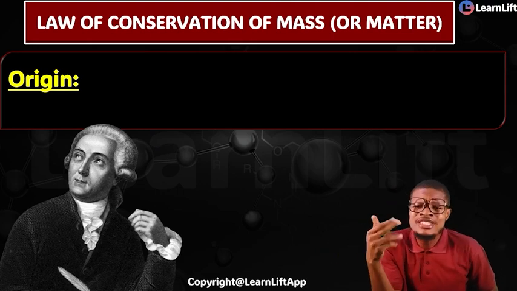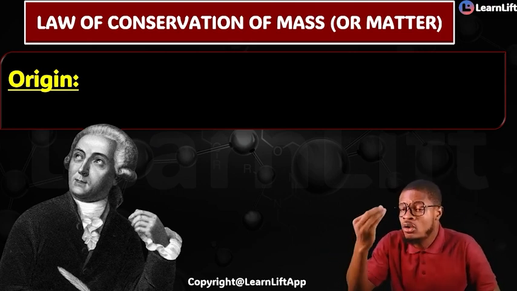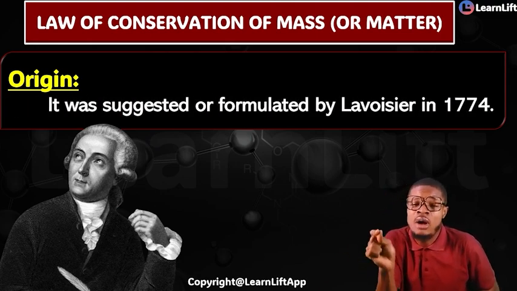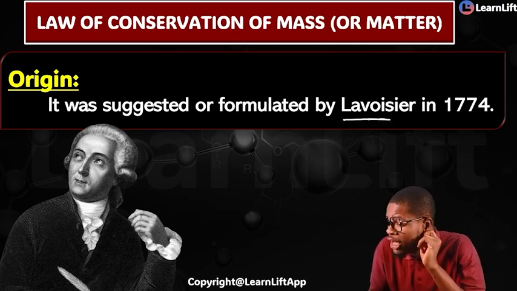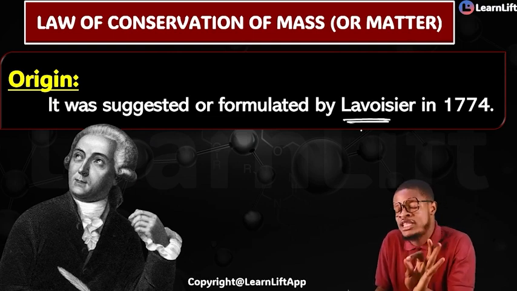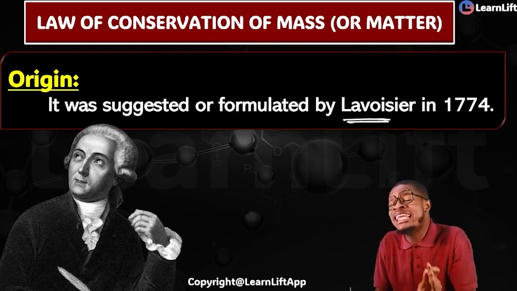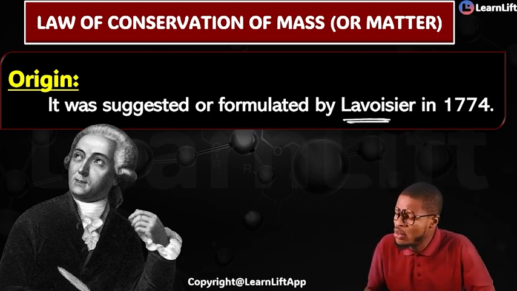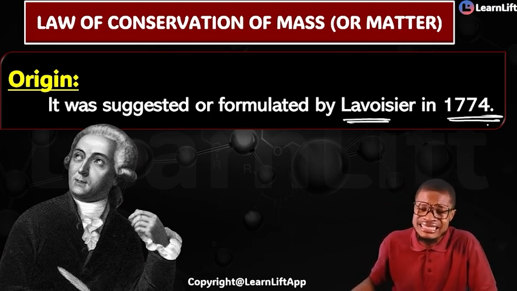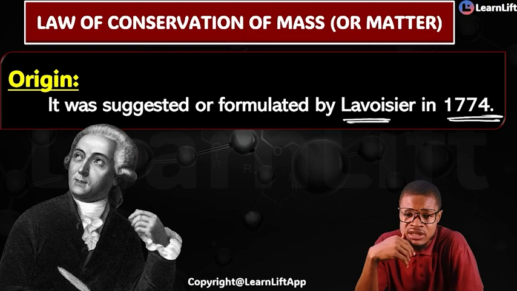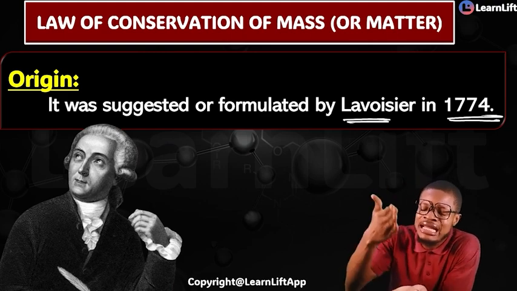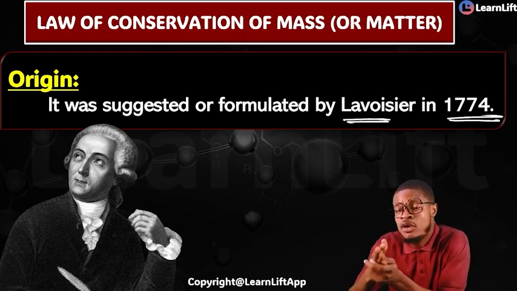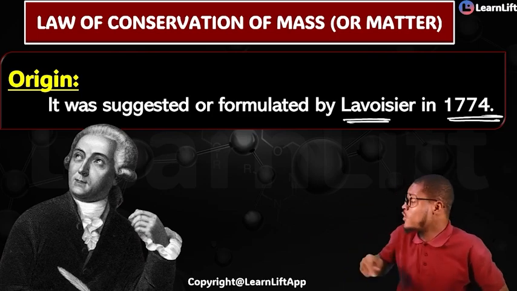Who was the scientist that opened our eyes to the law of conservation of mass after John Dalton brought his own theory? Of course, the guy is the one we call Lavoisier. Antoine Lavoisier. He was the first person that suggested or formulated the law of conservation of matter, or the law of conservation of mass, in 1774. That's the late 18th century. His name is Lavoisier, 1774.